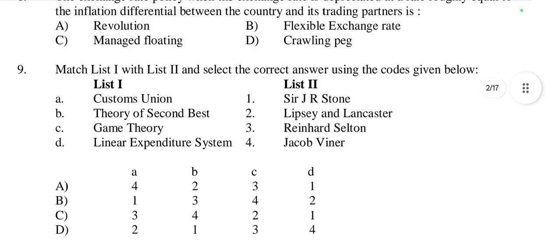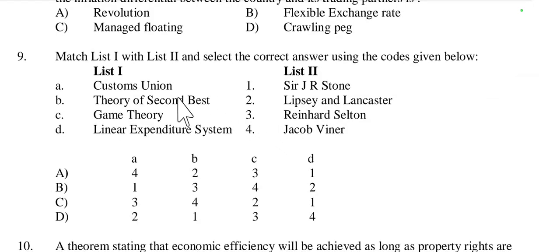Then question number 9, list 1 and list 2. Customs union is related with Jacob Viner, customs union. Then theory of second best, Lipsey and Lancaster, related with Lipsey-Lancaster. Game theory is related with Nash. Then linear expenditure system is related with Sir J.R. Stone. So A for B2, C3, D1, option number A, 9A.